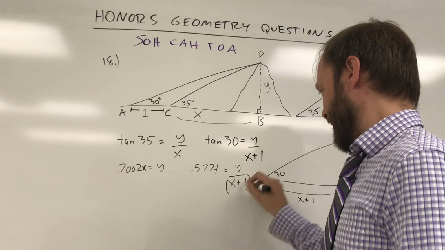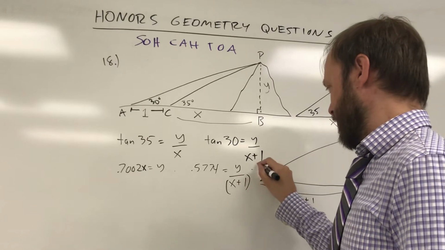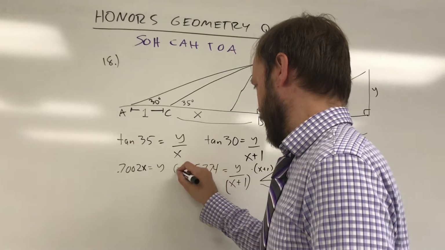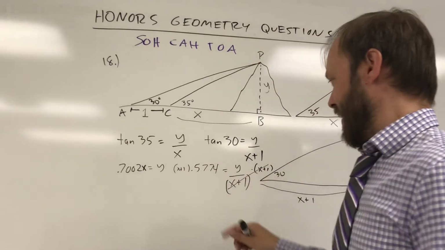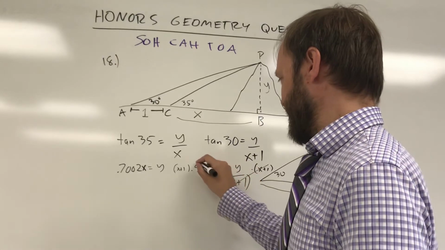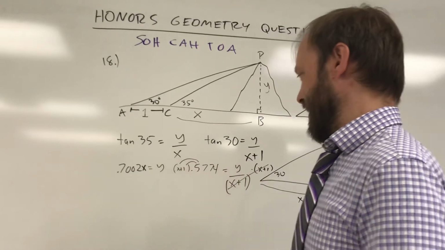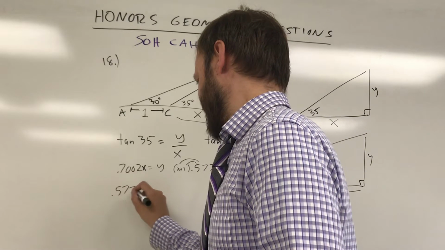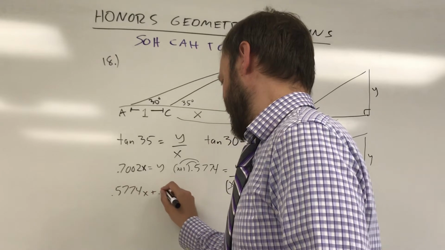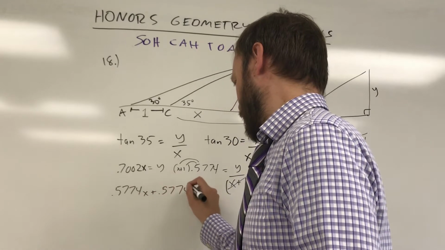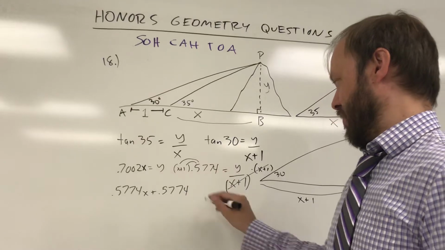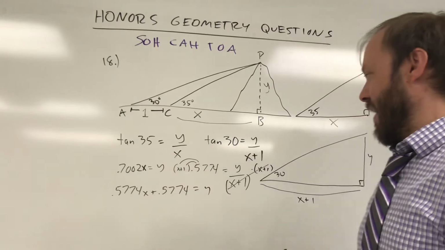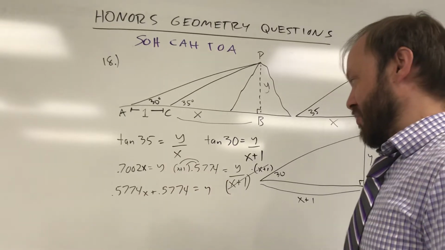We're dividing by x plus 1, so we're going to have to multiply by x plus 1. And that means we're going to have to multiply by x plus 1 over here as well. And so, anyway, 0.5774 is getting multiplied by x, and it's getting multiplied by 1. So we're going to have 0.5774x plus 0.5774 when we distribute through is equal to y. Okay, this is equal to y, that's equal to y, which means they should be equal to each other.